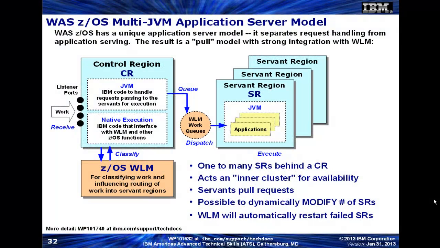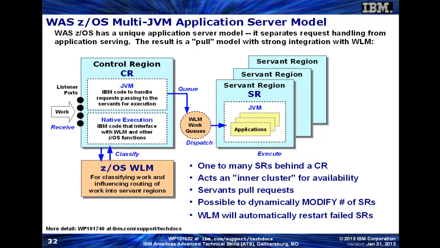WAS zOS has a unique application server design that separates request handling from application serving and uses WLM for classification and work routing. The control region, or CR, receives the inbound work requests, interacts with WLM for classification, then queues the work for execution by a servant region. The servant region, or SR, is where the application runs, and there may be one or more SRs available to do the work. SRs pull the work from the WLM work queue and execute.